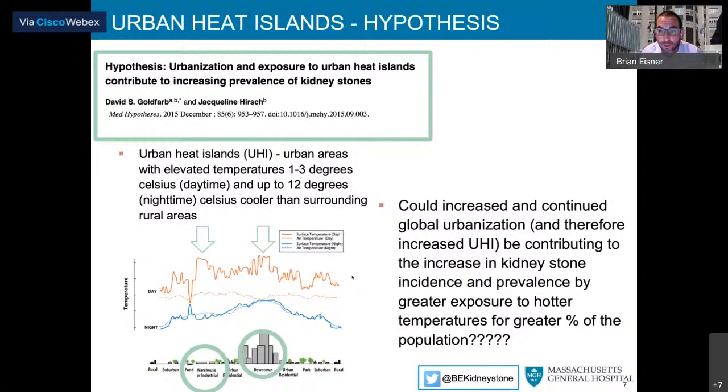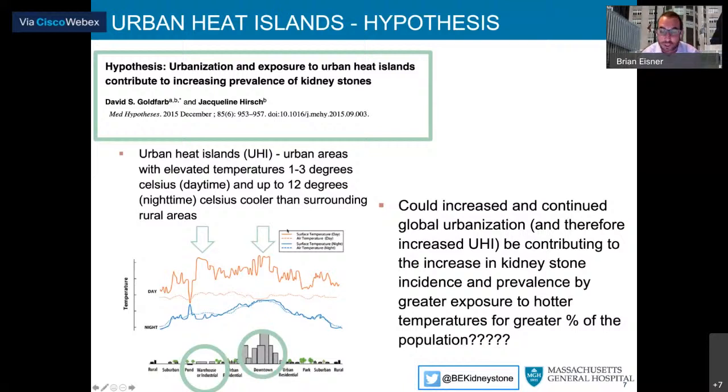And I think Dr. Goldfarb raises a very interesting hypothesis here, which is, can increased urbanization, with more people closer to these very hot areas in large, crowded cities, be contributing to the increase in stone incidence and prevalence that Dr. Desai talked about when he kicked off this lecture? So I think more to come.